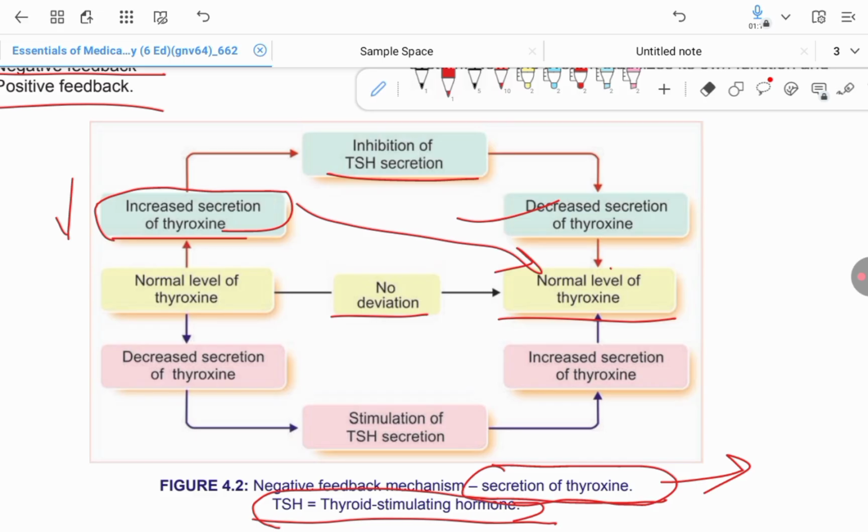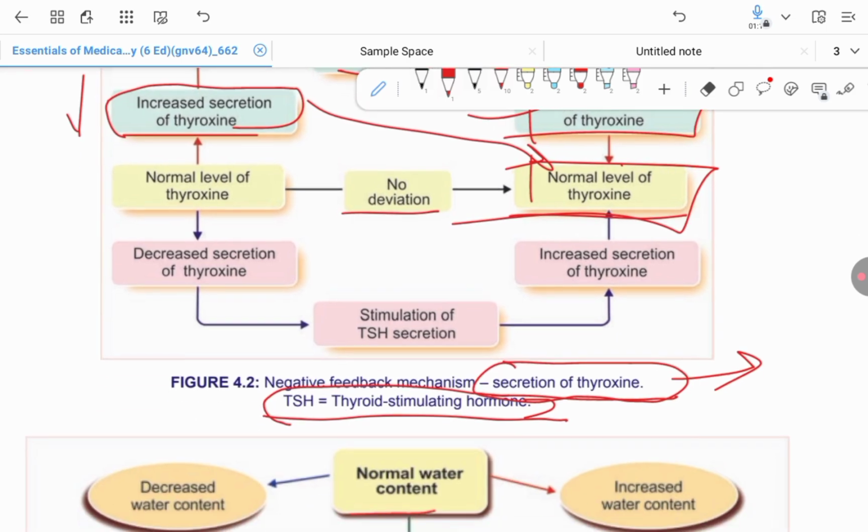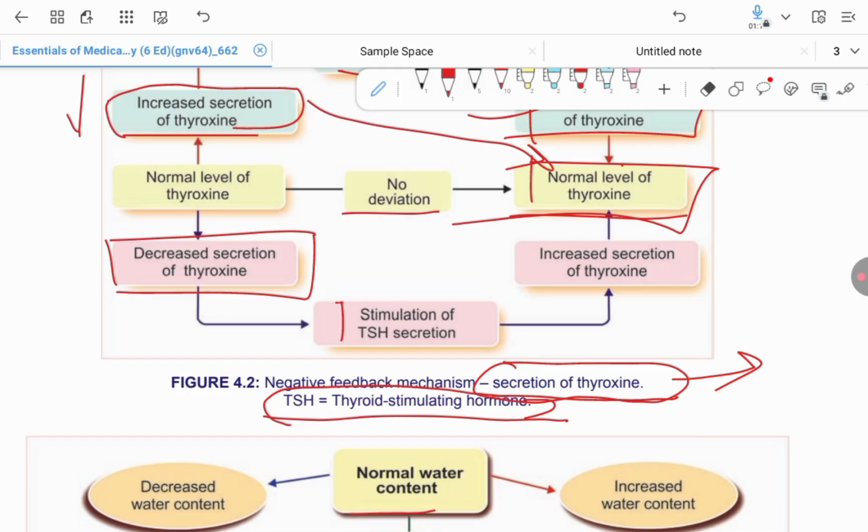So due to the inhibition of TSH secretion, there is a decrease in secretion of thyroxine, and the normal level of thyroxine will be maintained. Second, when there is a decrease in secretion of thyroxine, which occurred due to the decreased secretion of TSH, we have to stimulate the TSH secretion, so that there will be increased secretion of thyroxine, and the normalcy of the thyroxine level is maintained.